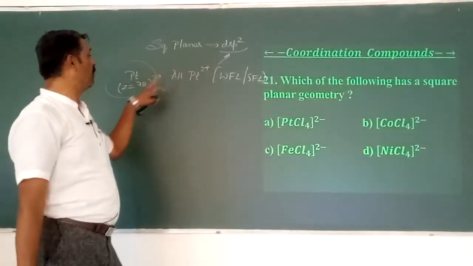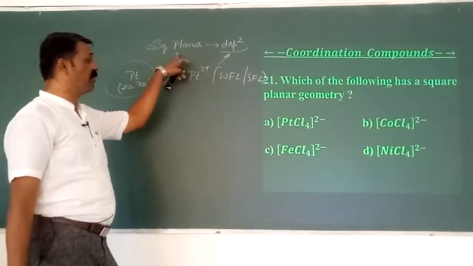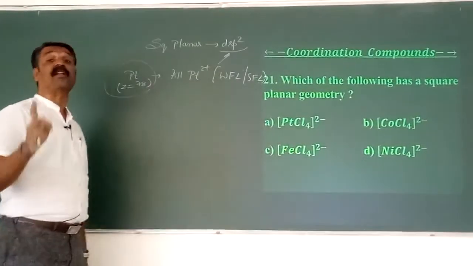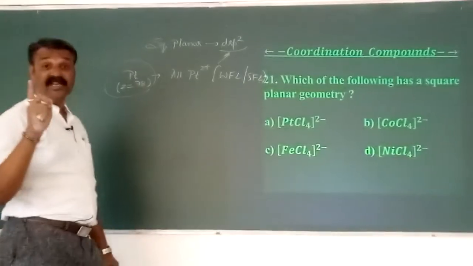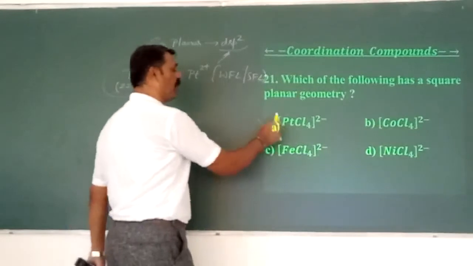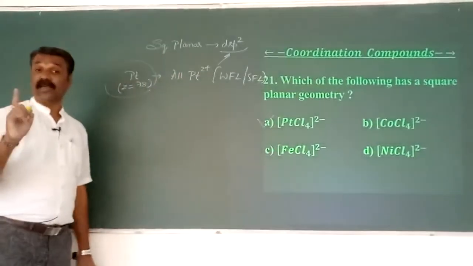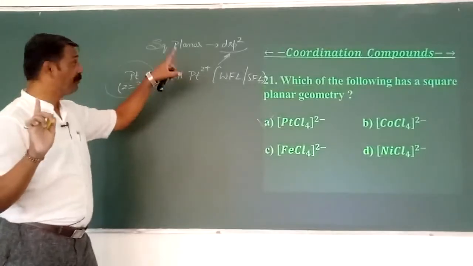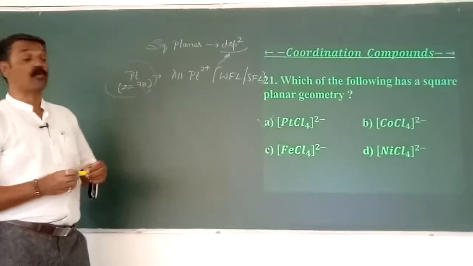the dsp2 hybridization. If dsp2 is the hybridization, it is an example of a square planar complex. The rest, B, C, D, are the best examples of tetrahedral nature because they undergo sp3 hybridization. So that is very clear. You have to be very careful. If it is any Pt2+, all exhibit the same dsp2 hybridization, having a square planar geometry.